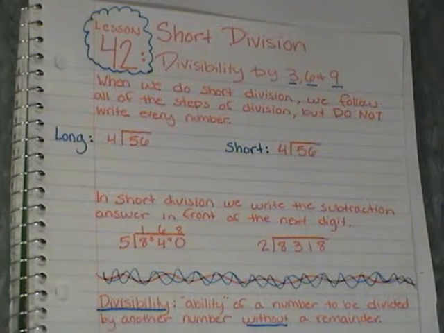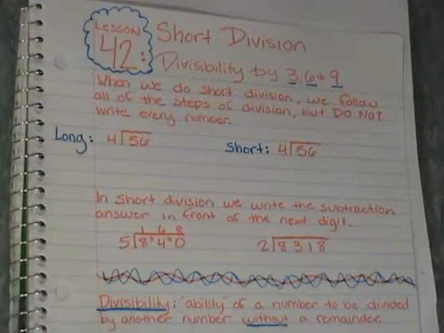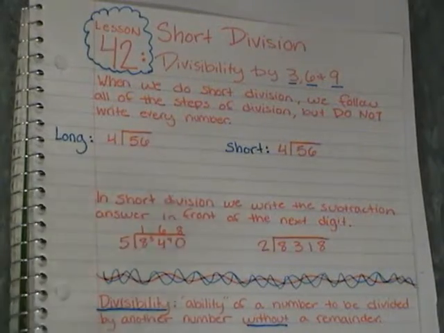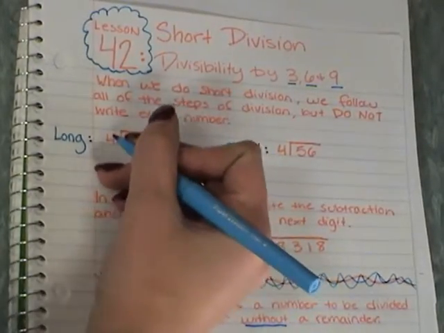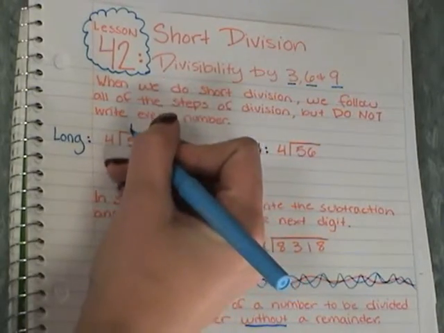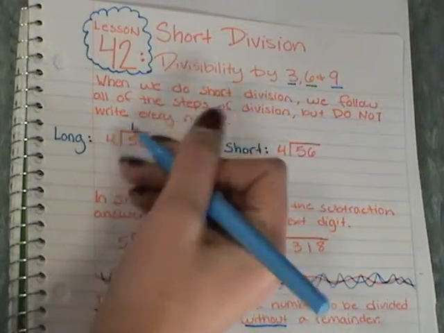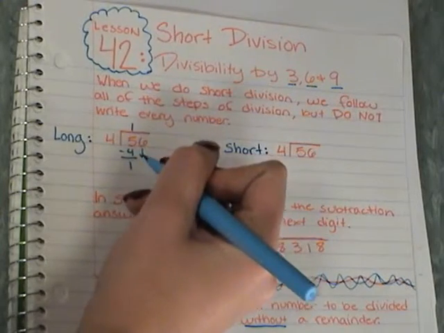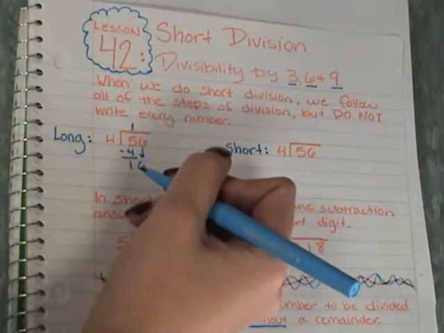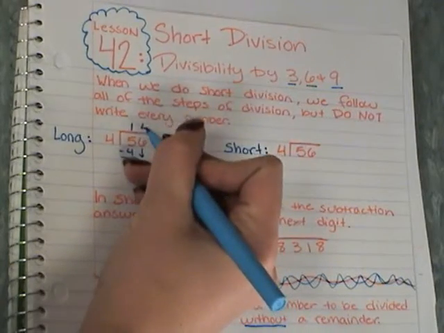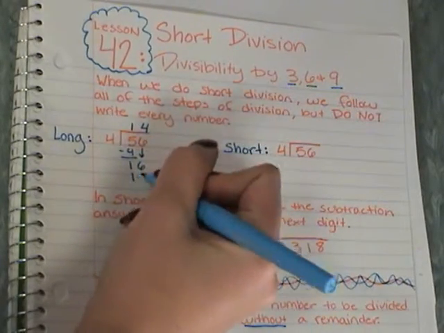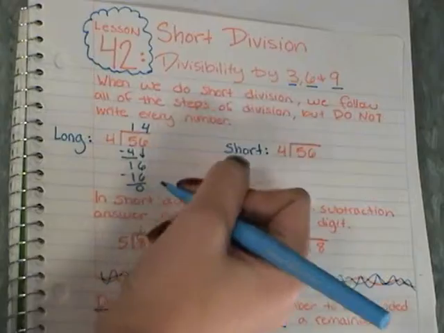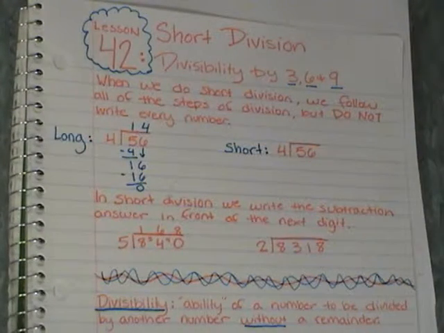Okay, so I'm going to do this problem really quickly, the long way, or the way that you know how to do it. So I'm going to say, how many times does 4 go into 5? 1 time. 1 times 4 is 4. When you subtract, you have 1. Bring down your 6. How many times does 4 go into 16? Well, 4. 4 times 4 is 16. You subtract, you get 0. That is the long way to do division.